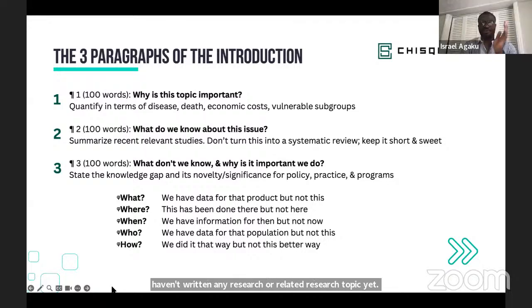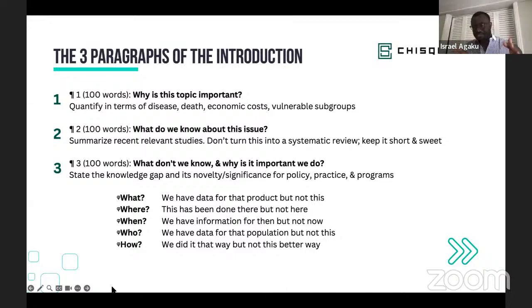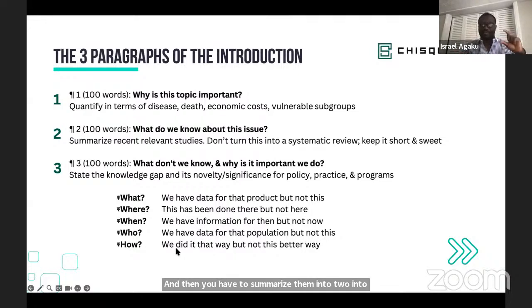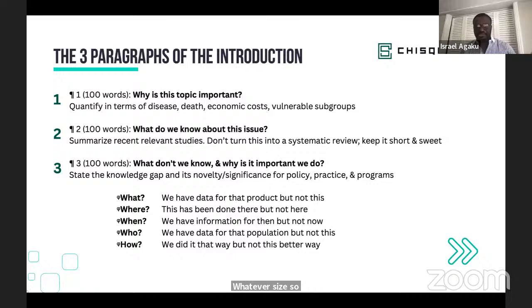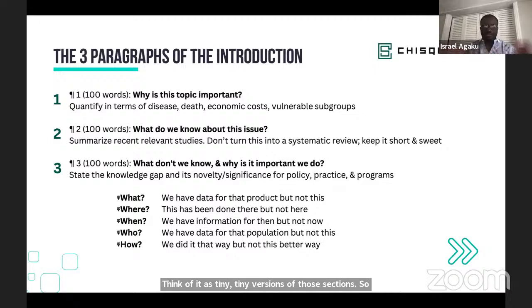Okay, so you just have to write all the sections we've talked about, and then you have to summarize them into whatever size. So the introduction of your abstract is no different from the introduction of the manuscript itself. Think of it as a very short version of it. The same thing with the methods, results, and discussion, right? Think of it as tiny versions of those sections. So that's what the abstract is. It's a very condensed version of the whole work.